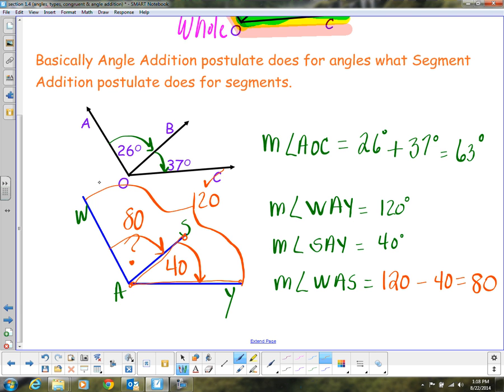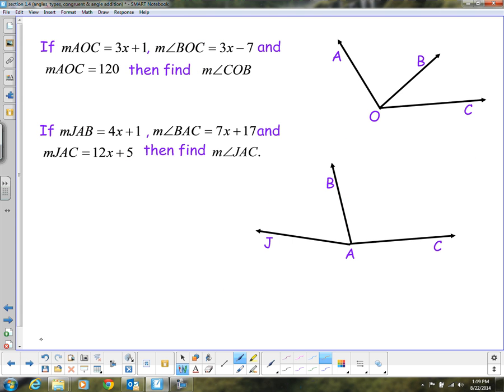So you're going to get angle addition two ways. I'll either give you the parts and ask for the whole, like I did here, or I'll give you the whole and one part, and you have to find the other. So now we're going to do the similar, and now we're going to throw in the algebra. Measure of angle AOC. So put your pencil on AOC. All right, what this is telling me is this great big angle is 3x plus 1.